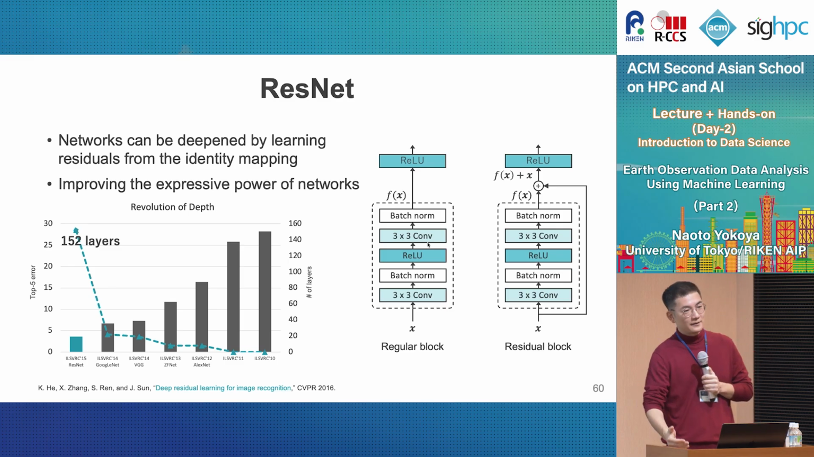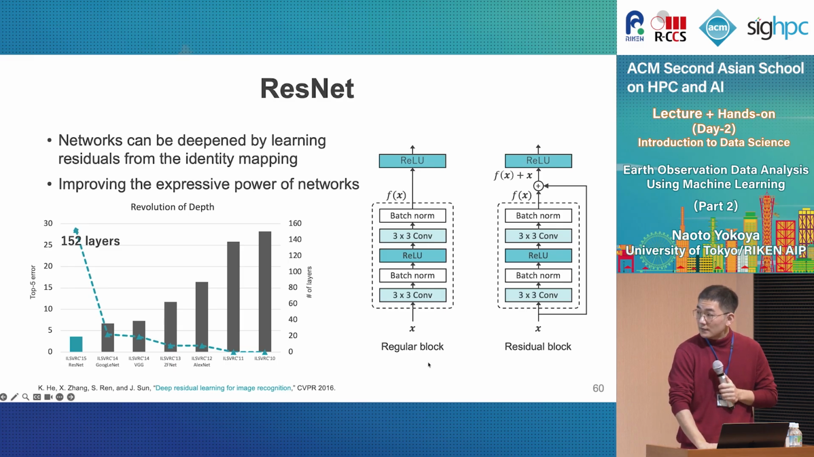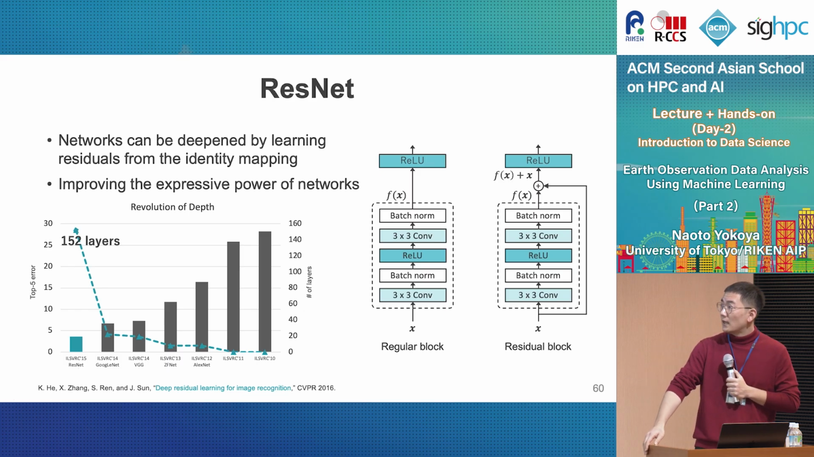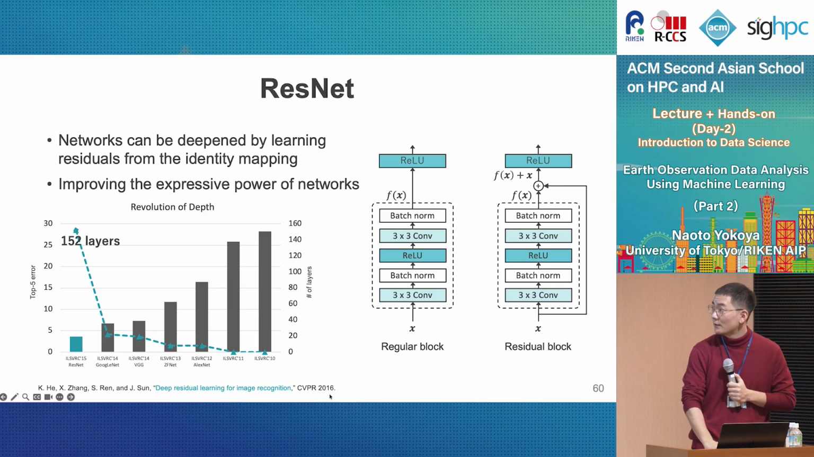But it was difficult. But in 2015, in this paper, this team led by Professor Kaiming He won the game. They achieved very good performance, and they succeeded in making the model deeper. And the core idea that they proposed is the residual network.